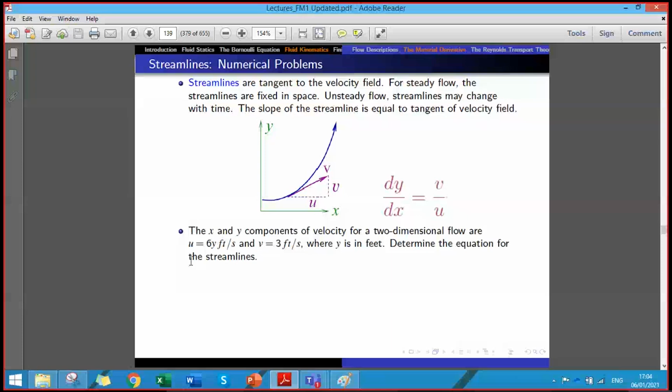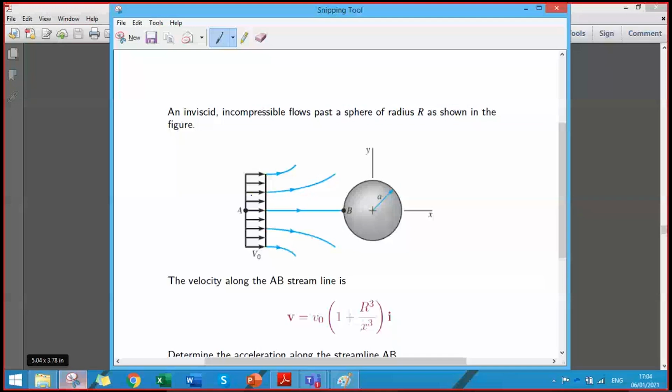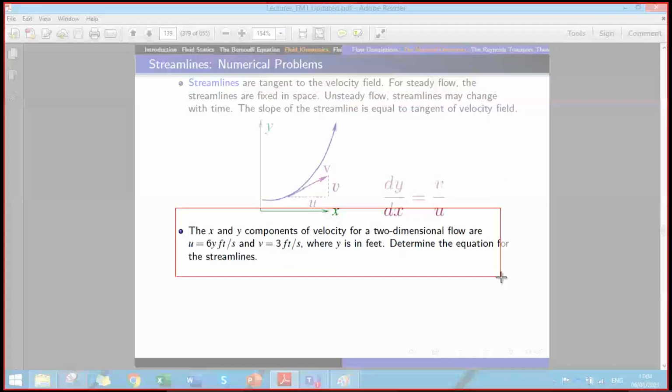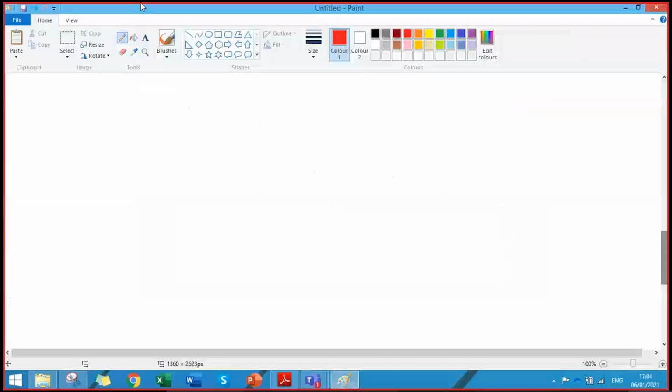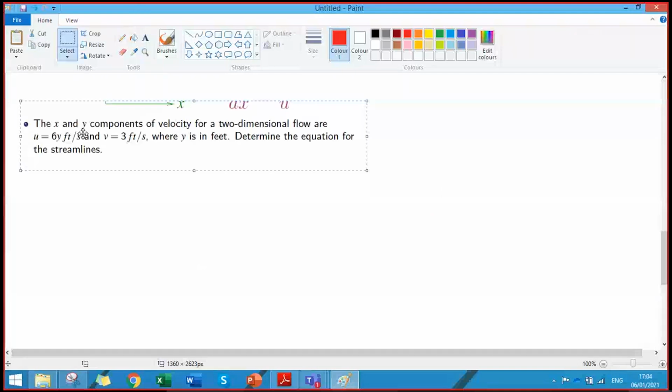So in this problem, you are given the x and y components. The x and y components of velocity for a two-dimensional flow are u equals 6y feet per second and v equals 3 feet per second, where y is in feet. You are required to determine the equation for the streamlines.